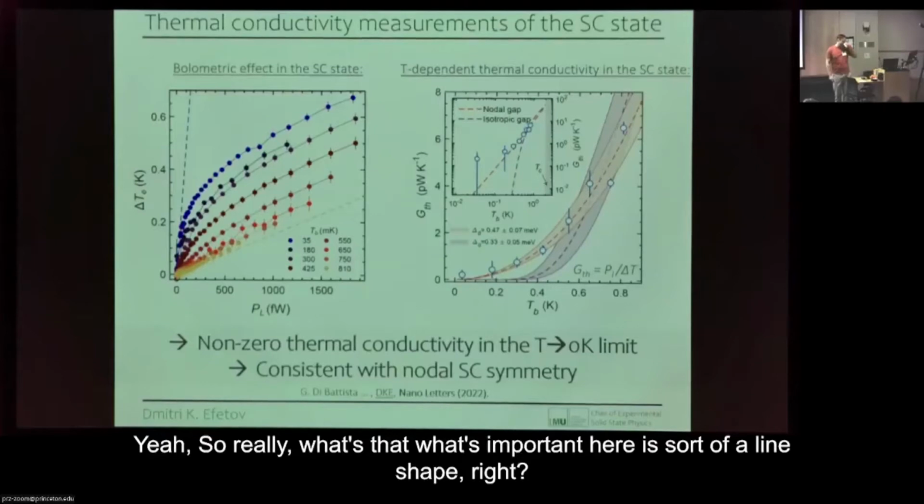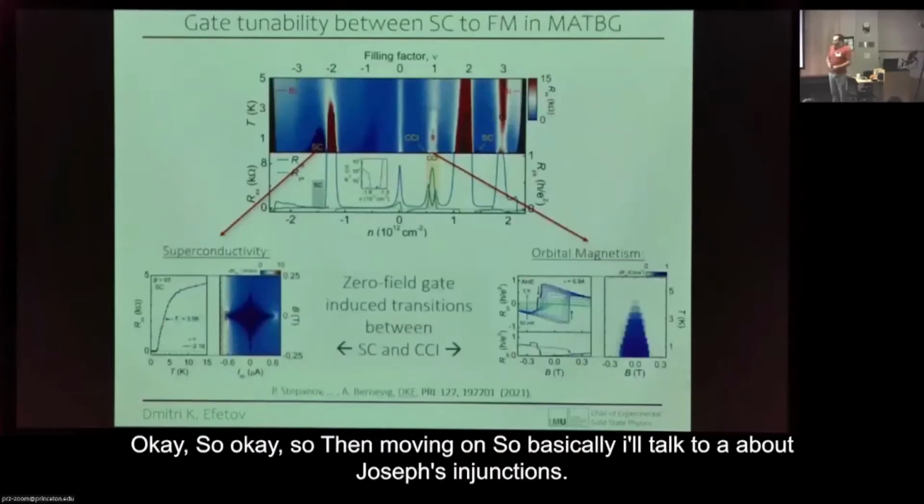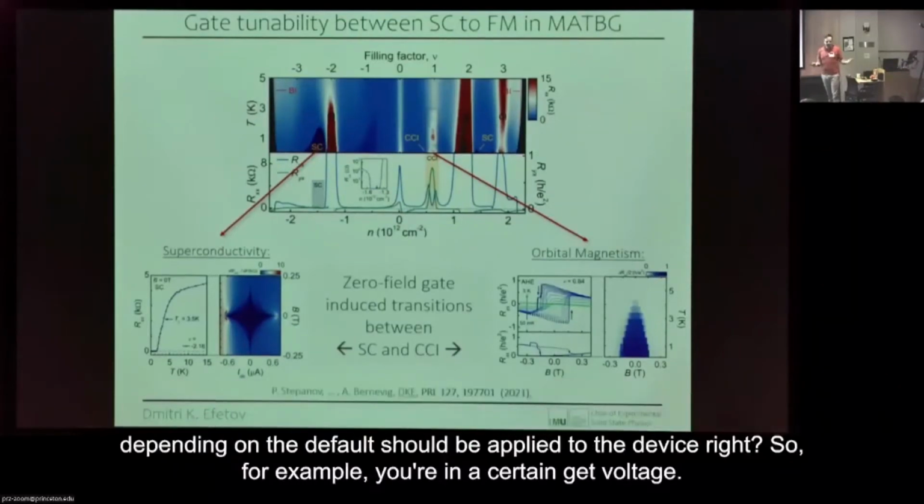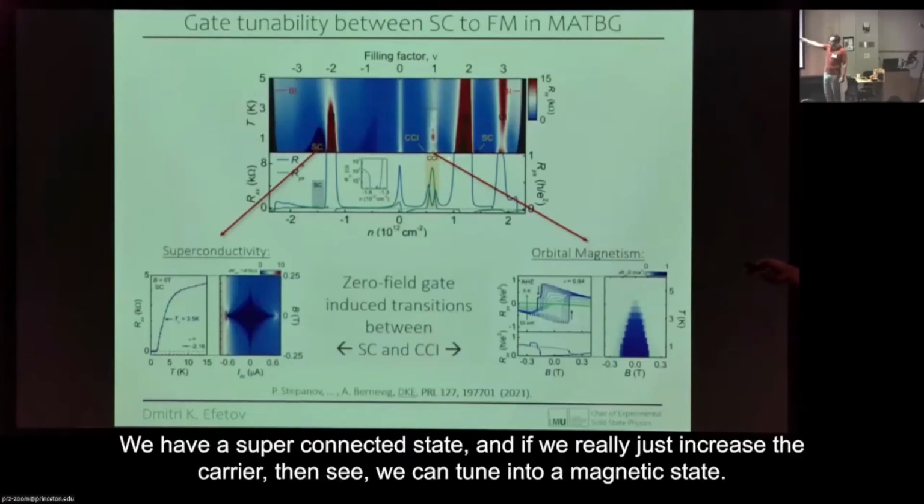Okay, then moving on. I'll talk now about Josephson junctions, and what we found really interesting when we observe phase diagrams like that is that if we look at the phase diagram, you find that there are coexisting magnetic states and superconducting states, depending on the gate voltage that we apply to the device, right? For example, here at a certain gate voltage, we have a superconducting state, and if we just increase the carrier density, we can tune into a magnetic state, right?